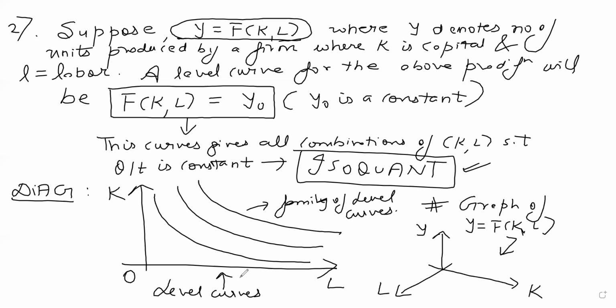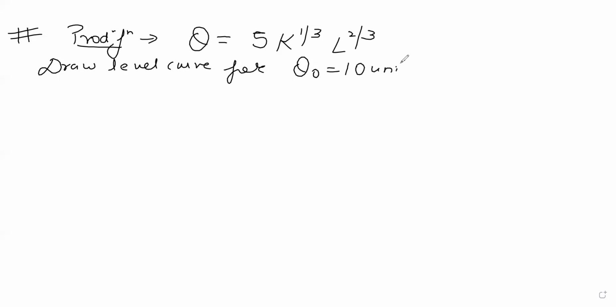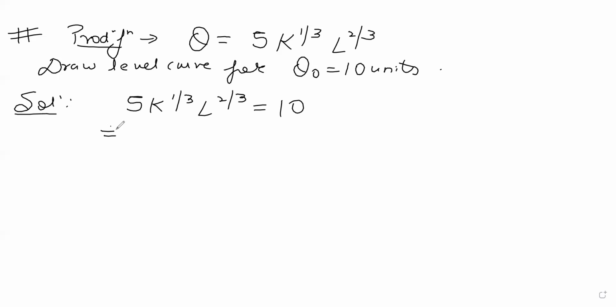Okay, so we can take an example. Suppose I give you the production function. Suppose the production function is Q equal to 5 K to the power 1 by 3 L to the power 2 by 3. This is my production function. The question asks you to draw the level curve for output equal to 10 units. So how will you draw the level curve? You put 5 K to the power 1 by 3 L to the power 2 by 3 equal to 10.